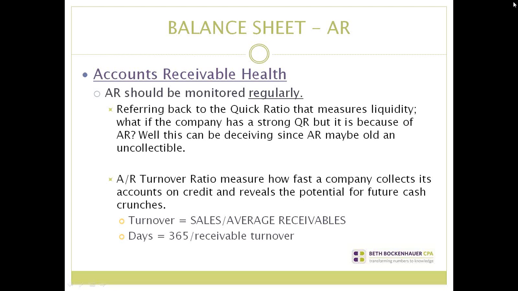So there are two ratios that we actually use, and one is called the AR turnover ratio, which is down here, and this is sales for the period divided by average receivables. In the next ratio, we can turn this into days outstanding, and we would take 365 days and divide it by the receivable turnover that we get from this calculation. And here is actually a visual of the accounts receivable health.